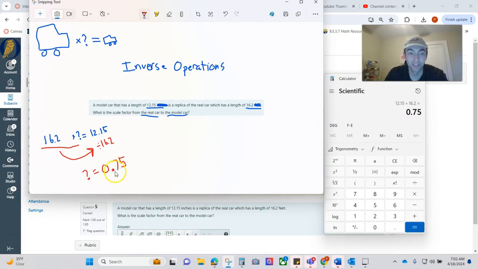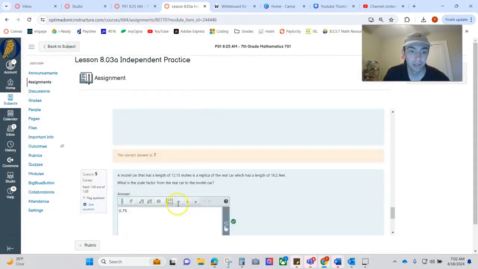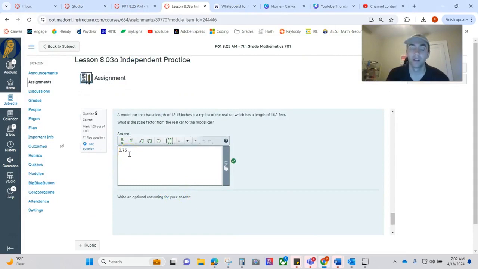Now, this question, maybe Mr. Bertram doesn't understand it as well as he thinks he does, but I think you should have had to turn 16.2 feet into inches and then found the scale factor. At least that's how you do it in real life. If the replica is 12.15 inches, I want to scale it up this much or scale it down this much. You have to keep it in the same units. But for this question only, the units don't matter. For this question only. And the answer is 0.75.